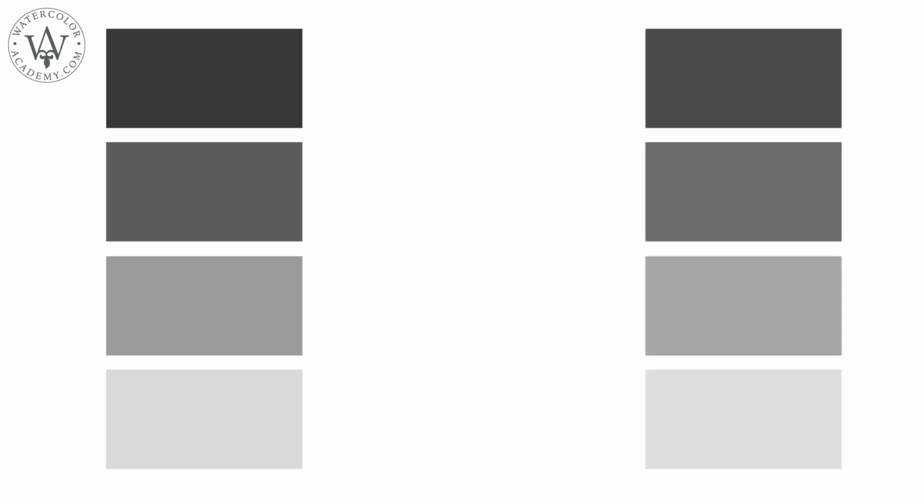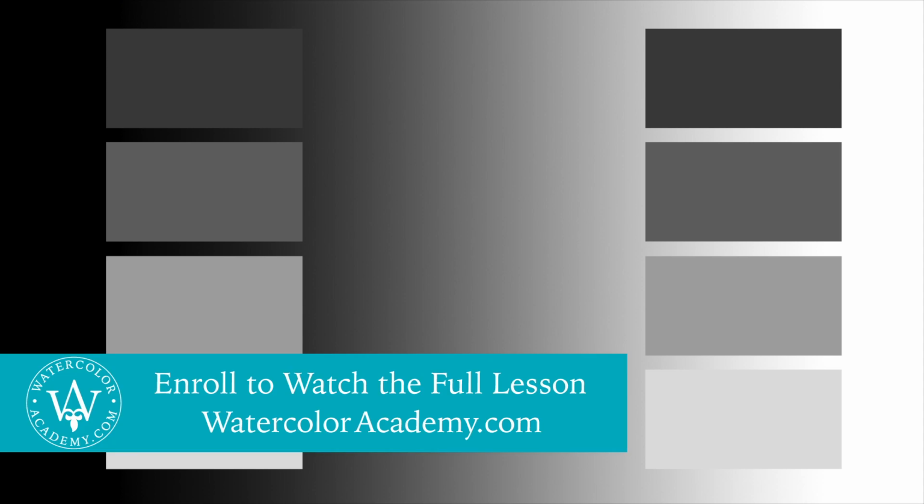Here is a selection of 4 neutral grays with different tonal values. Let's duplicate these swatches so that we have 2 identical sets of grays. If we place one set on the dark background and another on the light, something happens.